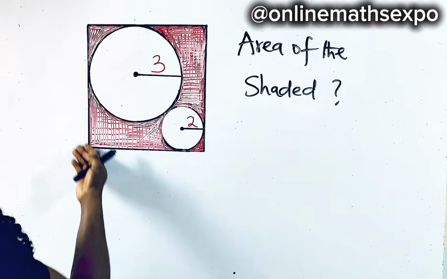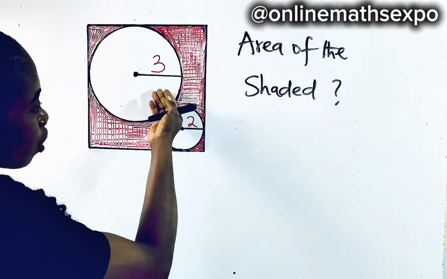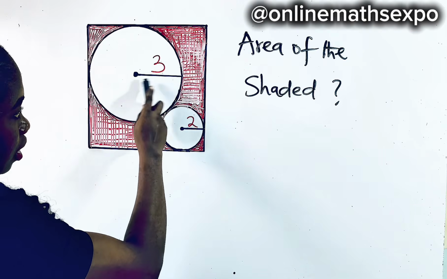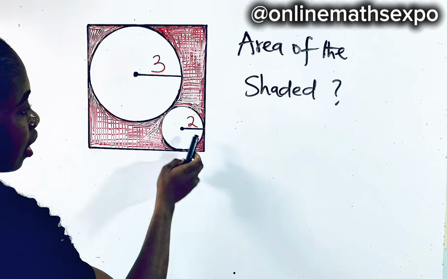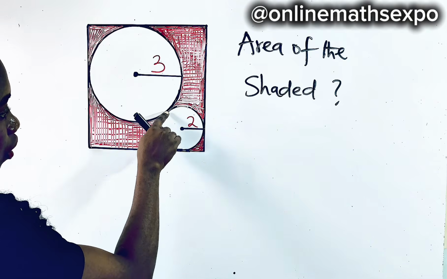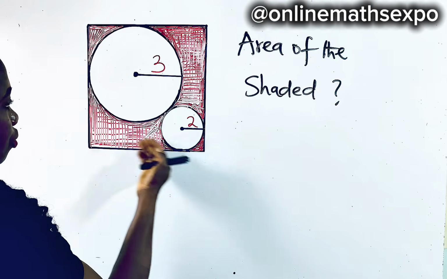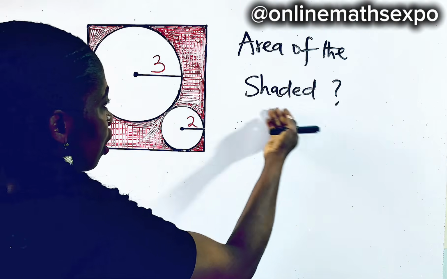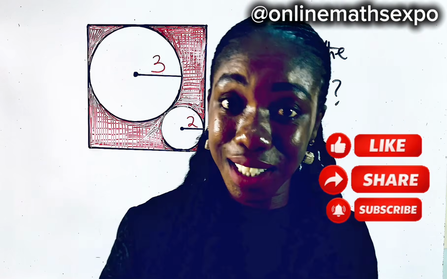We are given a square and inscribed are two unequal circles. The big circle measures radius as 3, the small one measures radius as 2, and the two circles are touching each other at this point, and they also touch the sides of the square. And the question is asking us, what is the area of the shaded? Don't worry yourself. I will take you through that step by step.